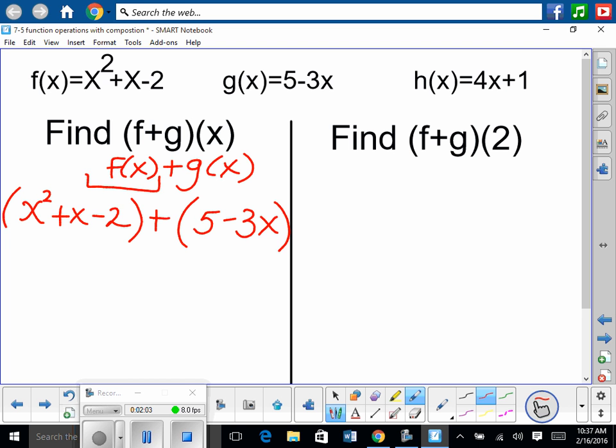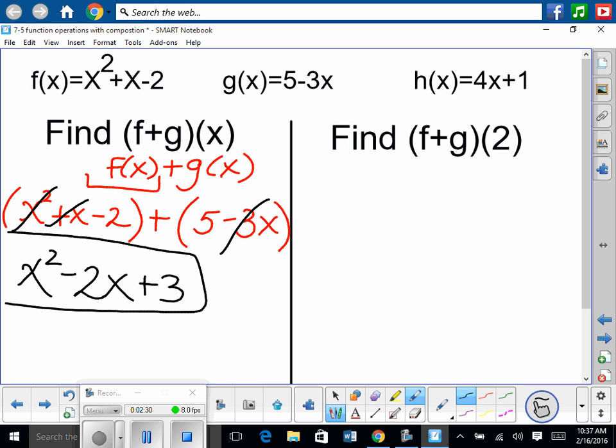Now I'm going to ask you, do we need to distribute or do anything here? Nope. Distributing is a multiplication property. We're simply combining terms, so we don't even need the parentheses. We start with our highest degree and work our way down. x squared, no other x squareds. Cross them out as you go so you don't miss anything. x plus negative 3x is negative 2x. And then negative 2 plus 5 is 3. So that's f plus g of x.